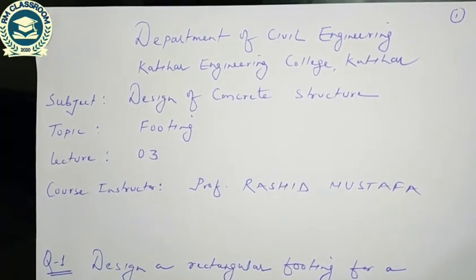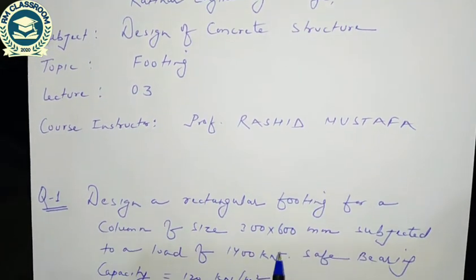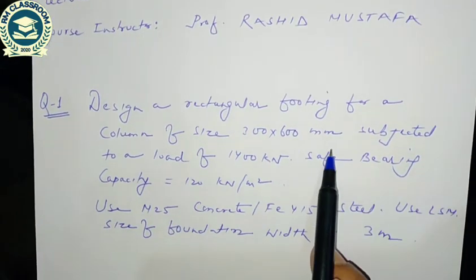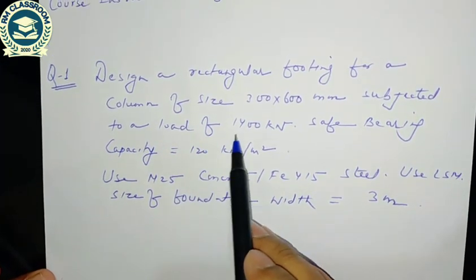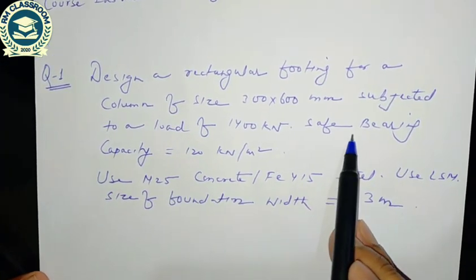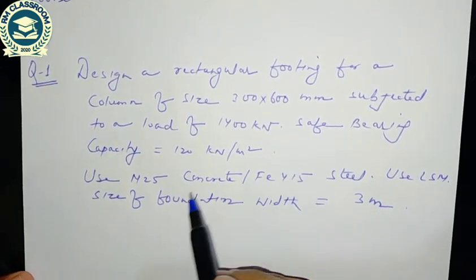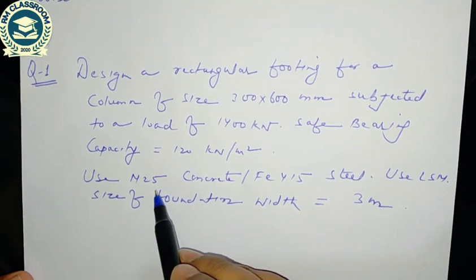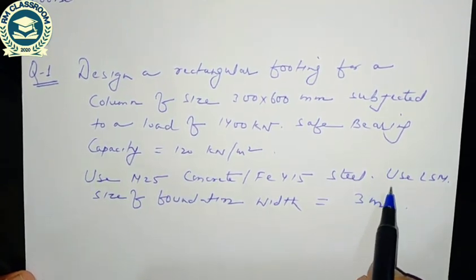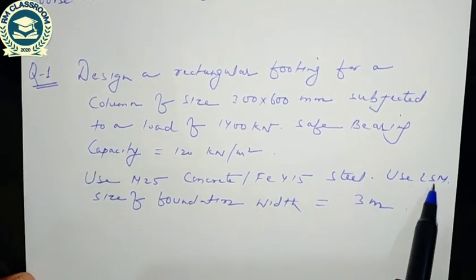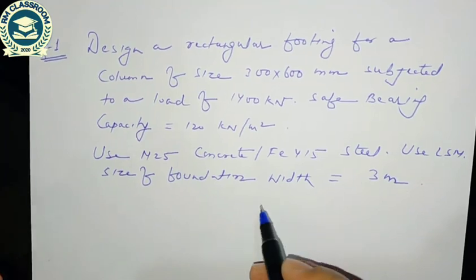So let us take one problem. Design a rectangular footing for a column of size 300 by 600 mm to take a load of 1400 kilonewton. Safe bearing capacity of soil is 120 kilonewton per meter square, and you have to use M25 grade of concrete and Fe415 grade of steel. This problem is solved by limit state approach. Size of foundation is given 3 meters.